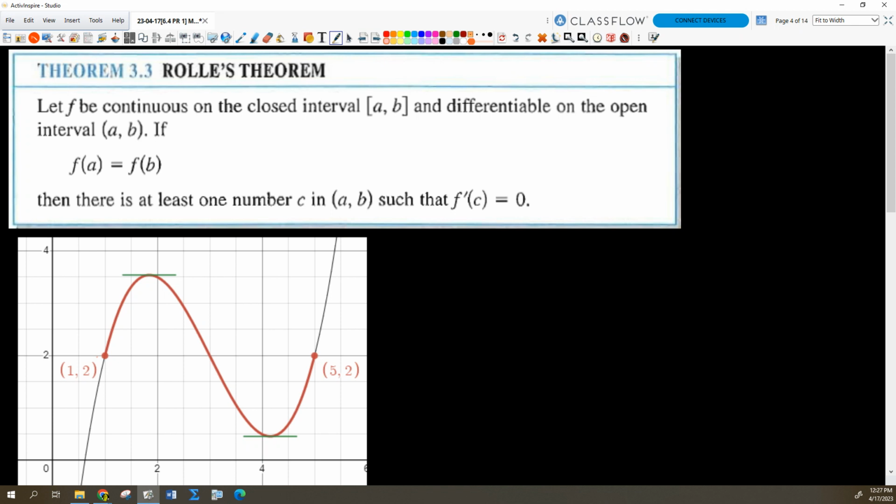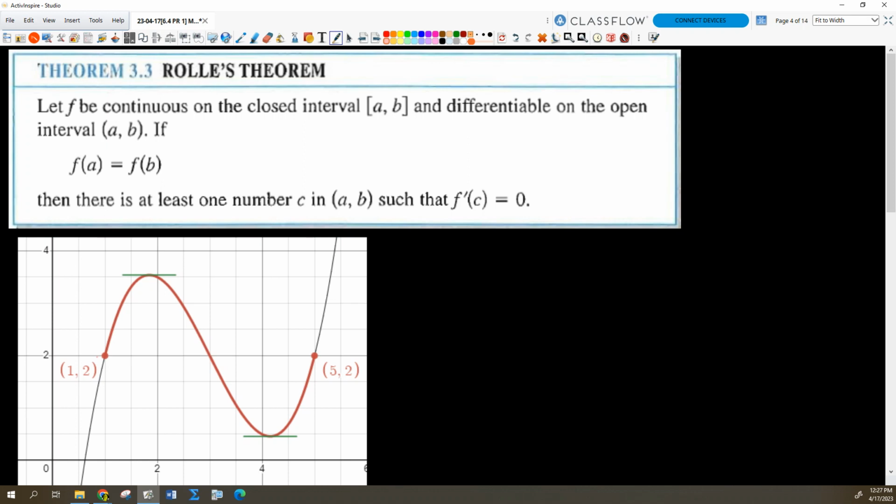In other words, the slope of the secant line connecting the endpoints is going to be 0, isn't it? Because the function ends up where it starts off in terms of a y value. What does a secant line mean? A secant line is a line that connects 2 distant points on a curve. The slope of a secant line is always equal to an average rate of change.